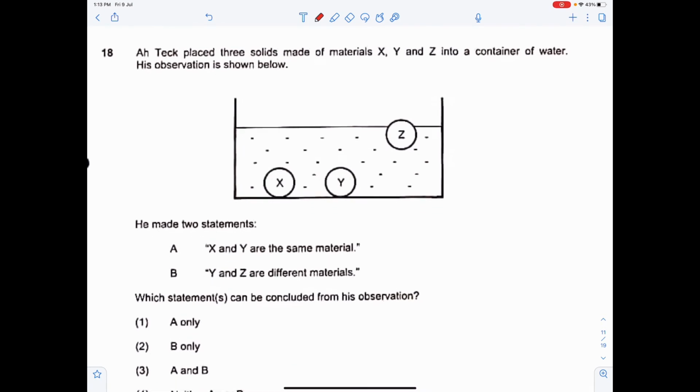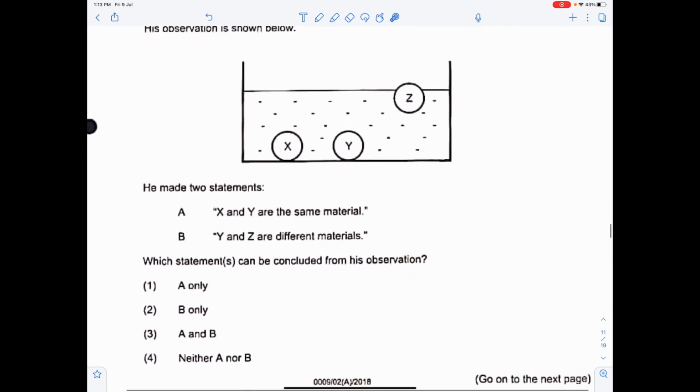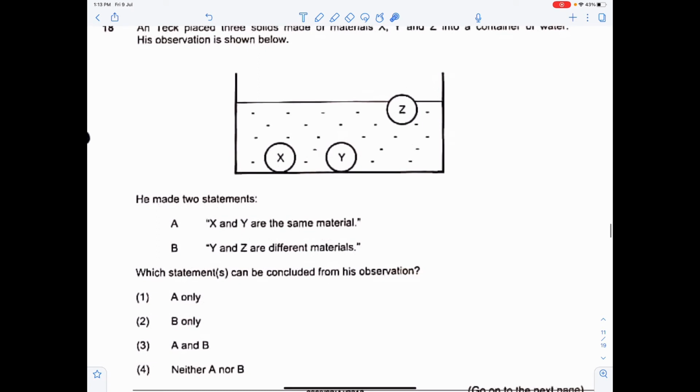Now, next question. Arctic placed 3 solids made of materials X, Y, and Z into a container of water. His observation is shown below. So he made 2 statements. X and Y are the same material. Y and Z are different materials. Which can be concluded from his observation? Okay. Now, we cannot conclude that X and Y are the same material.